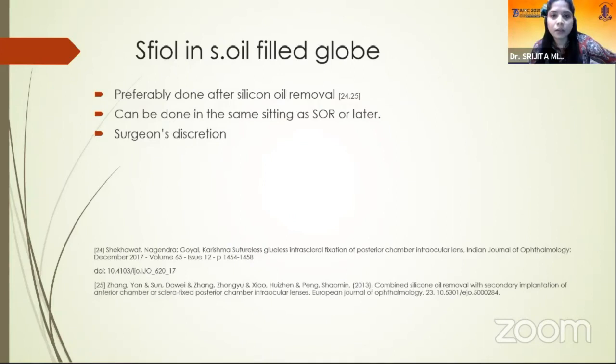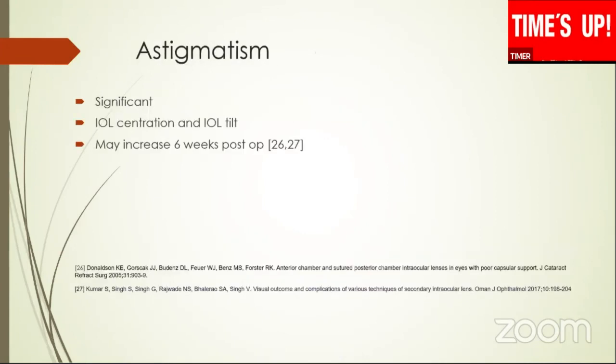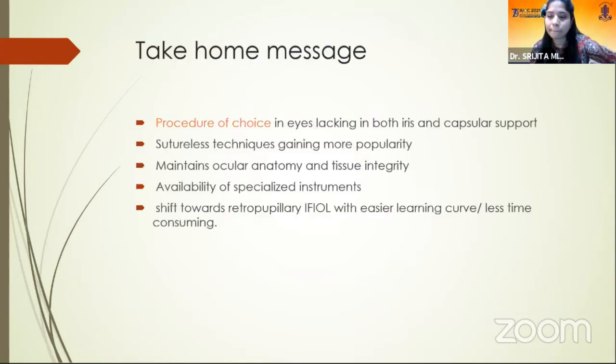I'm done. SFIOL in a silicone oil filled globe should be done after silicone oil removal. Astigmatism is also very significant. So the take-home message is that the procedure of choice in eyes lacking both iris and capsular support is SFIOL. However, sutureless techniques are gaining more popularity because there is more maintenance of ocular anatomy and tissue integrity, and availability of specialized instruments is very necessary in implantation of SFIOL. However, there is a shift towards retropupillary IFIOL because they have an easier learning curve and are less time consuming.